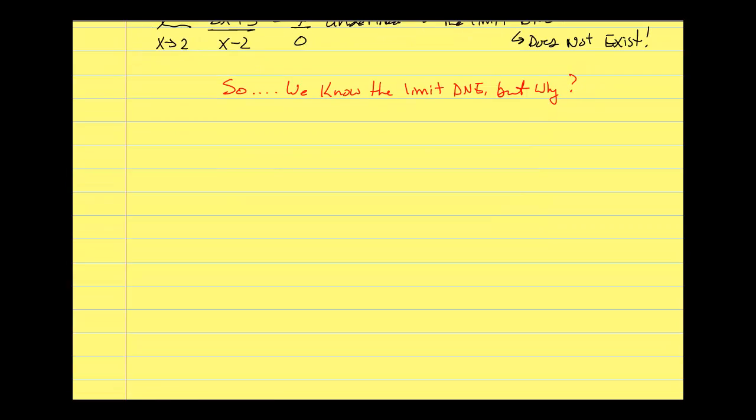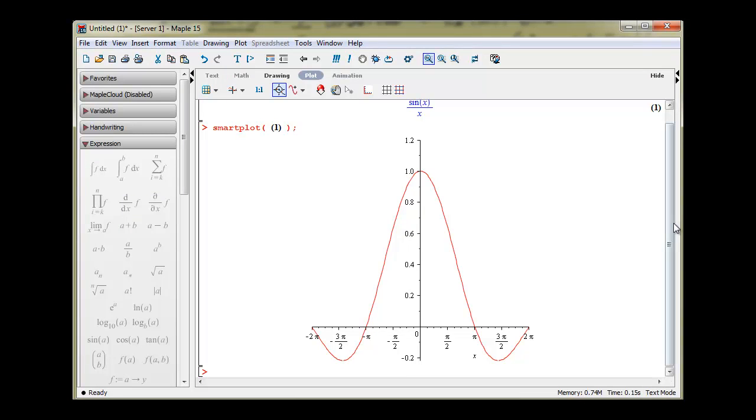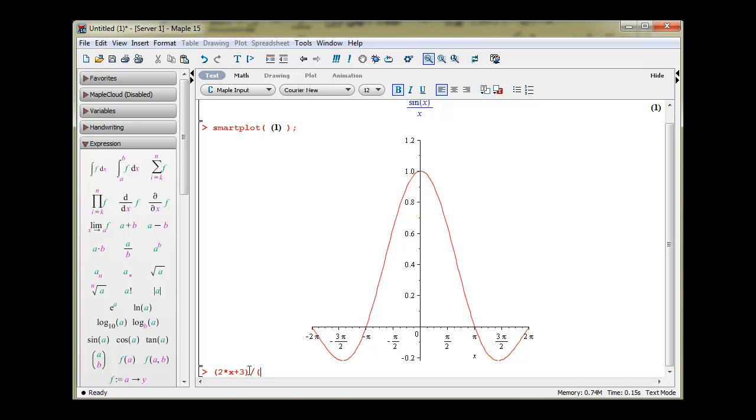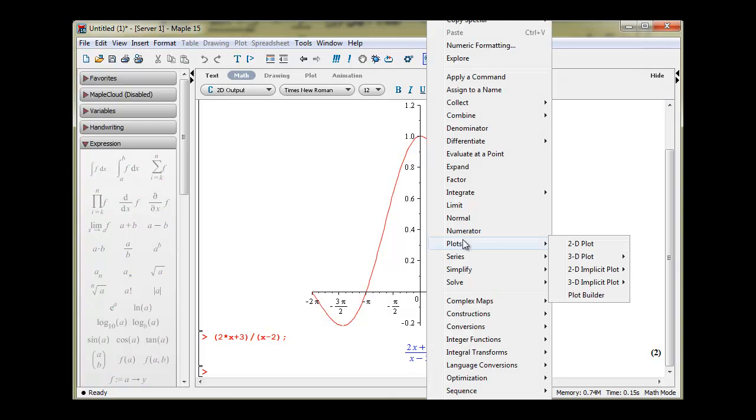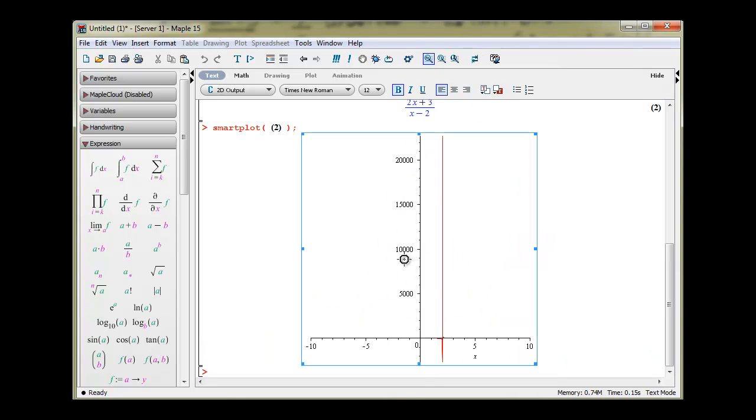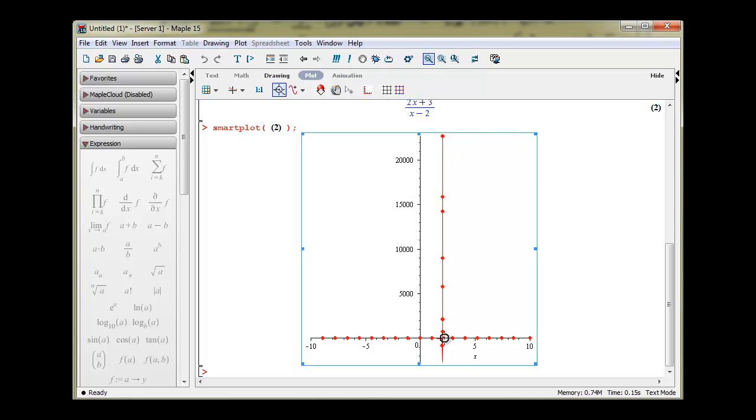So let's pop into Maple real quick and graph this function. Let's graph our numerator 2x plus 3, and remember we need 2 times x plus 3 divided by x minus 2. Don't forget the semicolon. We'll right click, plot this, and this is an awful picture of this graph. If we focus right here, this is where the best part of this graph is occurring, right in here.